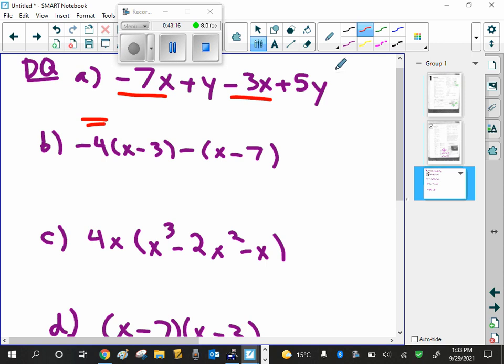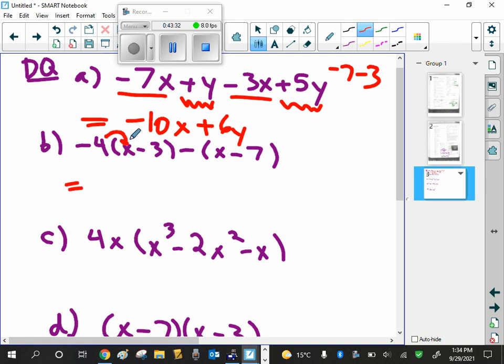Negative 7 subtract 3 is what you're doing. That's negative 10. Keep the x. 1y plus 5y equals 6y. Check. Thumbs up this time. Thumbs up. Okay, lots of thumbs. Good. Next. Here's a grade 9 distributive question.